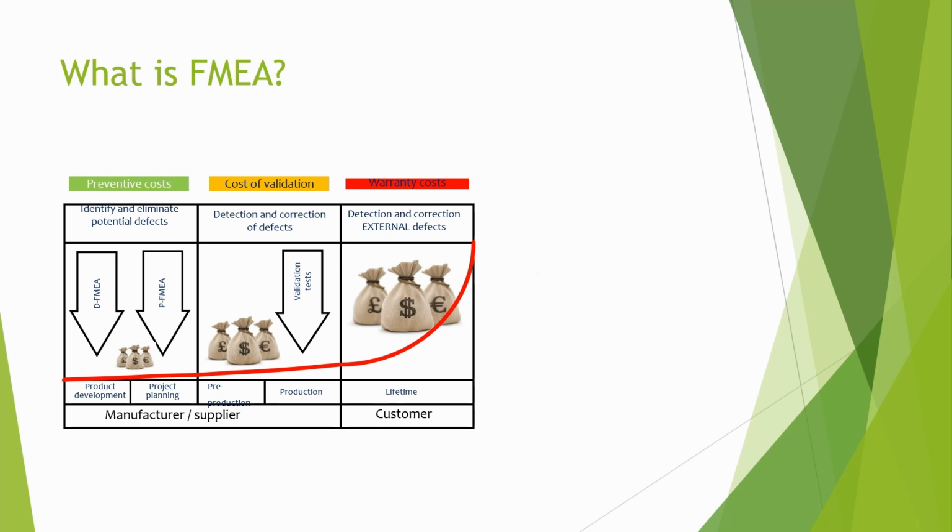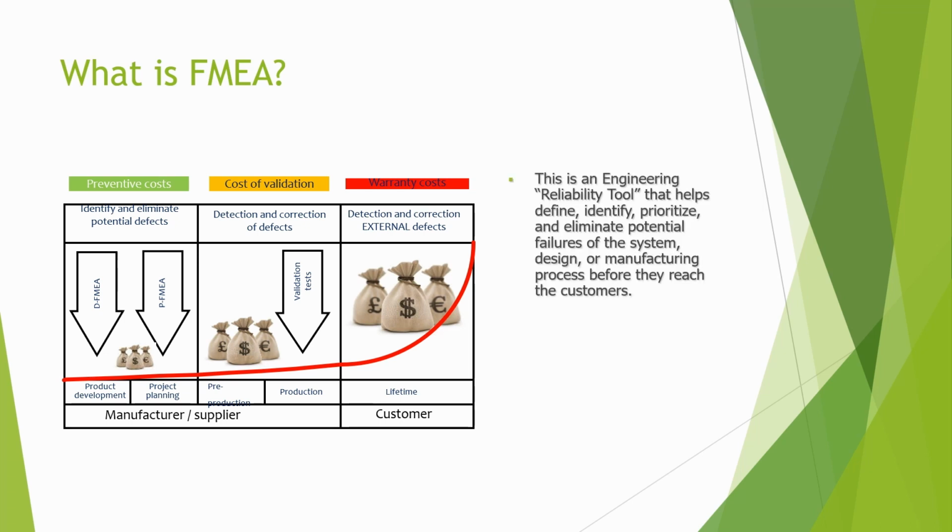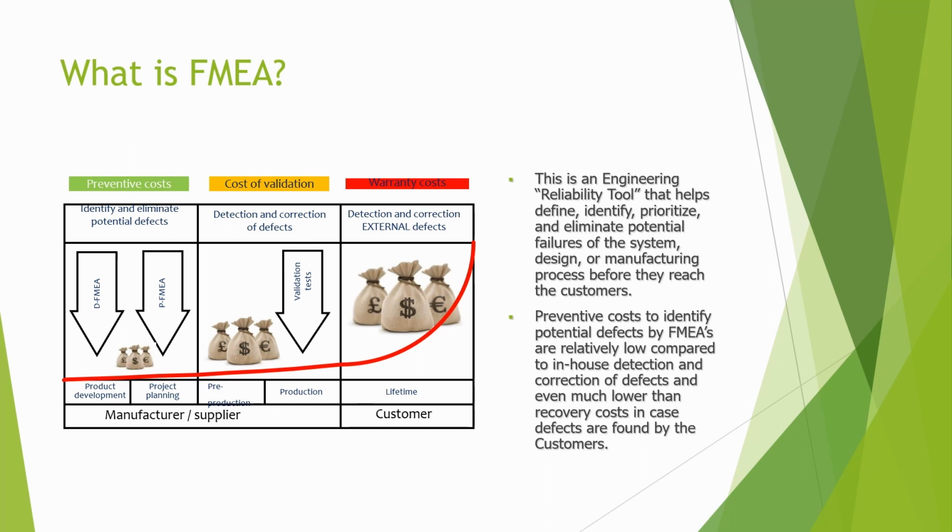FMEA is an engineering reliability tool that helps define, identify, prioritize, and eliminate potential failures of the system, design, or manufacturing process before they reach the customers. Preventive costs to identify potential defects by FMEA are relatively low compared to in-house detection and correction of defects, and even much lower than recovery costs in case defects are found by the customers.